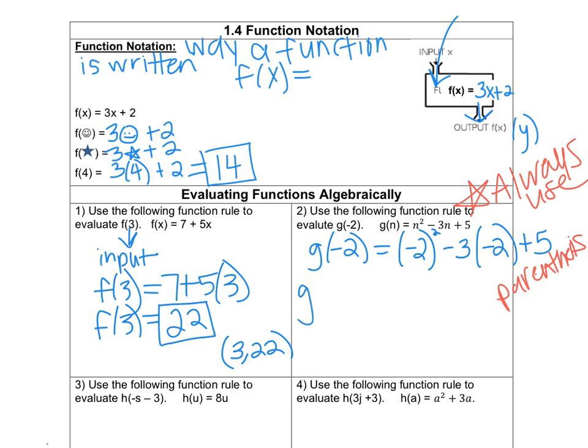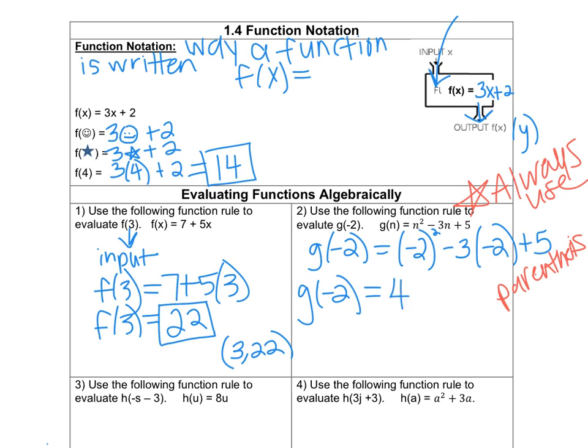Because whenever I go to evaluate this, if I forgot to put negative 2 in parentheses whenever I square it on my calculator, it's going to do 2 squared first, which is 4, and then make it negative. But we don't want that. We want to square the entire negative 2. So negative 2 squared would be negative 2 times negative 2, which is positive 4.